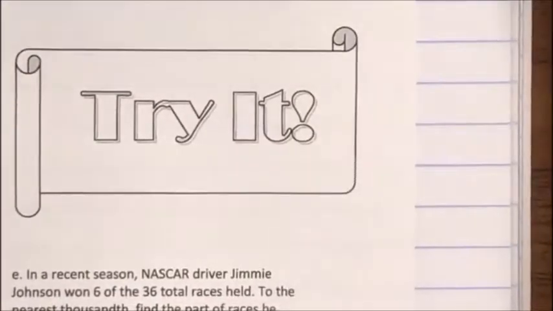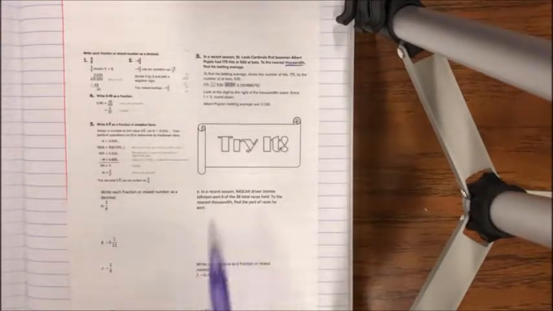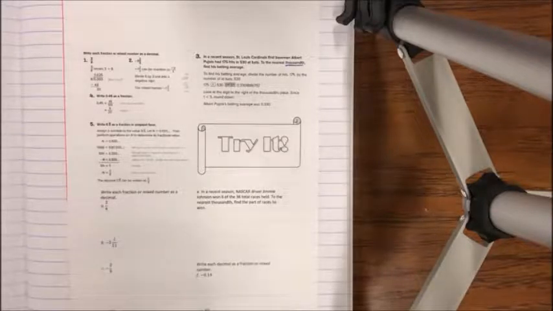So now you have a couple of try it problems. As you can see on your page, here's the try it. Okay, you've got 1, 2, 3, 4, 5, 6, 7 try it problems. So go ahead, pause the video now, try them out on your own, and then we'll go over the answers together. All right, now that you've tried the problems on your own, let's go over them together.